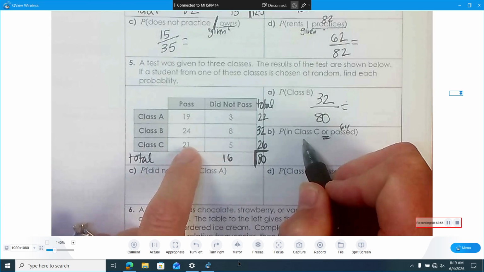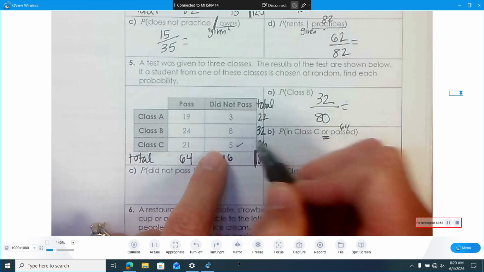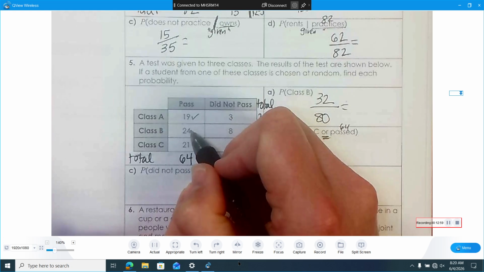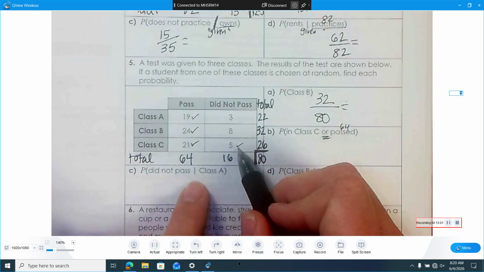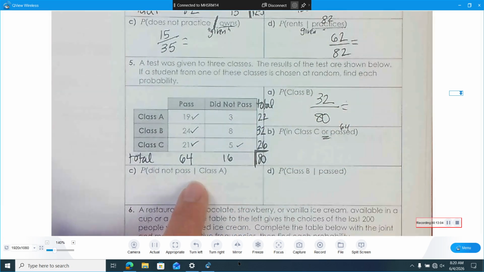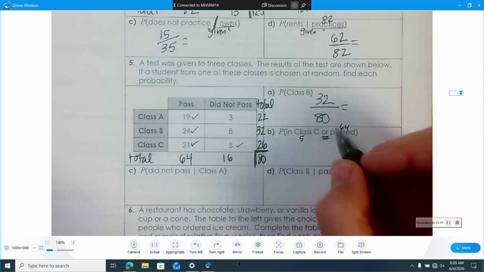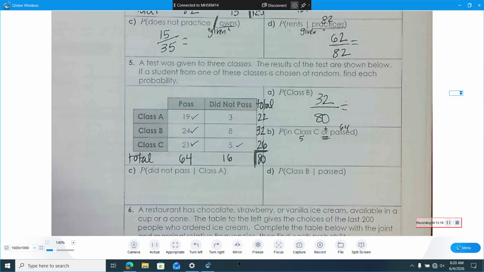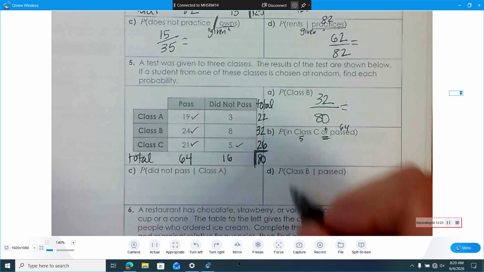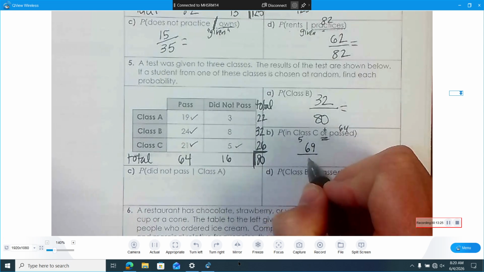So who else needs to be added in? The 5 right here. So we got these kids all passed, and this extra group is also in Class C. Does that make sense to you? Okay. So there's a 5 extra there. And we could count it different ways, but the trick is we don't want to count people twice, because that would not be accurate. Okay. So, or we're just adding the groups together, but we don't want to double count people. All right. Does that make sense to you? Okay. So 69 out of 80 kids.